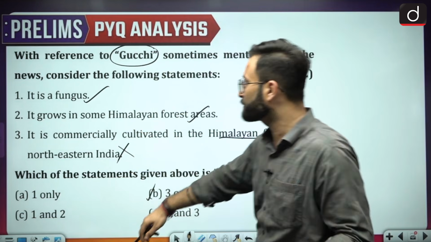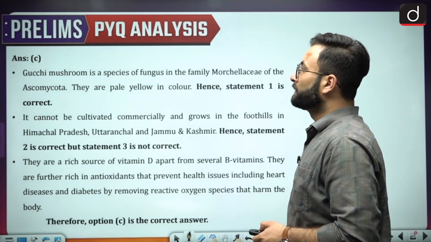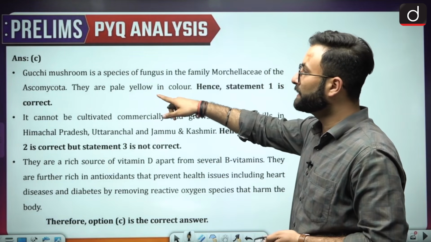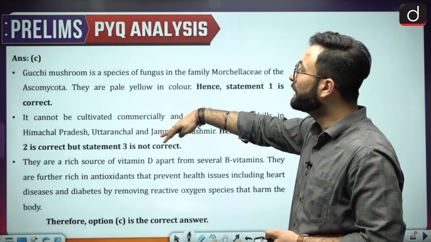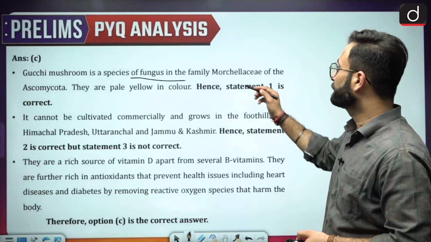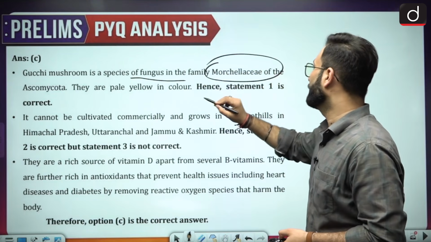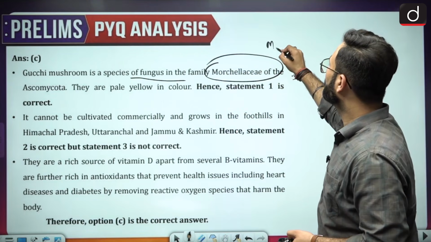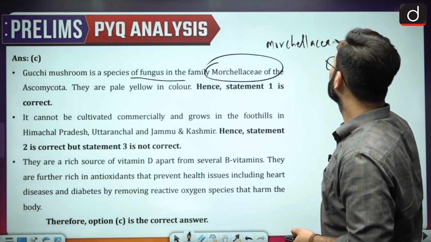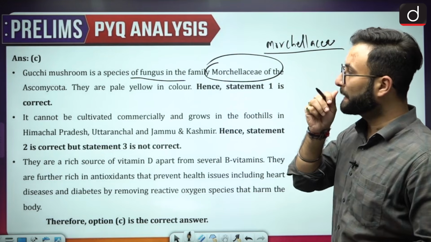1 and 2 are correct. Option 3 is your right answer. Okay, so let's move further. Here you can see the gushi mushroom is a species, a species of mushroom only. It is a species of fungus in the family Morchellaceae. Again, the pronunciation can be different. Okay, so that is there.